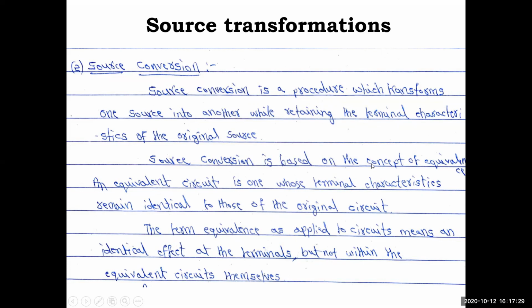The source conversion is based on the concept of equivalence. An equivalent circuit is one whose terminal characteristics remain identical to those of the original circuit. That means when you change a voltage source in series into a current source in parallel, whatever output voltage or current there is should not change; it should be identical to the original circuit. The term equivalence as applied to circuits means an identical effect at the terminals, but not within the equivalent circuits themselves. Whichever terminals we consider as reference, there it should be the same, not inside.